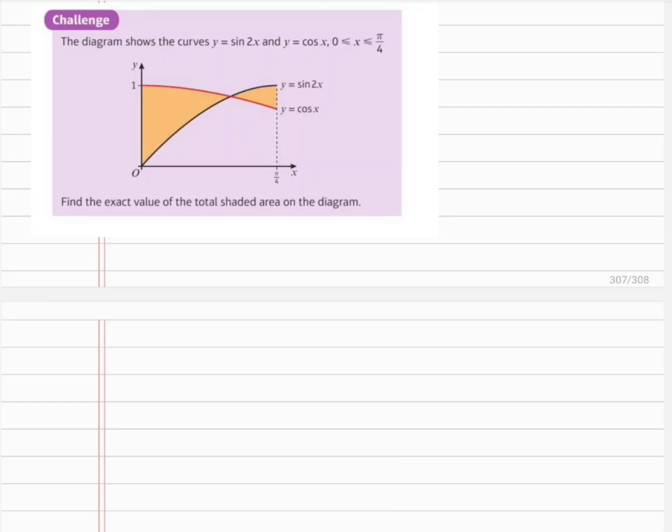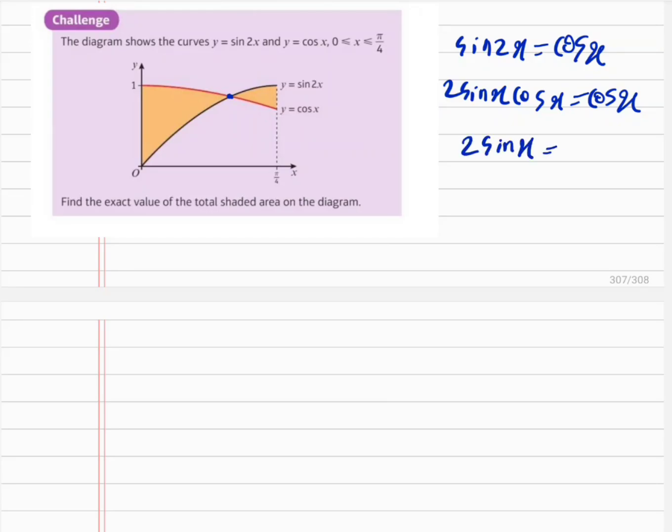Right, so the first thing is finding the point of intersection, because we can use that to integrate. In order to find the point of intersection, we set the two equations equal to each other. So sine 2x is equal to cos x, but remember that we can use the double angle formula to rewrite sine 2x as 2 sine x cos x, which is equal to cos x. Now we can simplify both sides by dividing by cos x, and we'll get 2 sine x is equal to 1, therefore sine x is equal to a half.